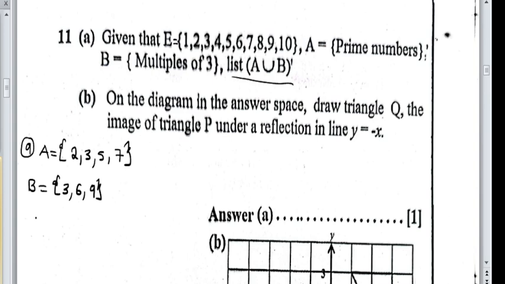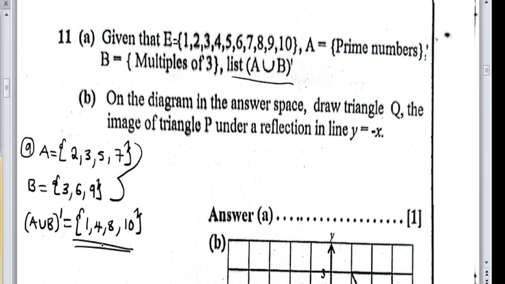Then finally, if we are to list A union B complement, we simply mean put these two together, then subtract them. So whatever is not in A and B is what we're going to write. So check in the universal set. I'm going to list the numbers which are not found in A nor B. So that is 1, 4, 8, and 10. So those are the members of A union B complement. We proceed to the next question.